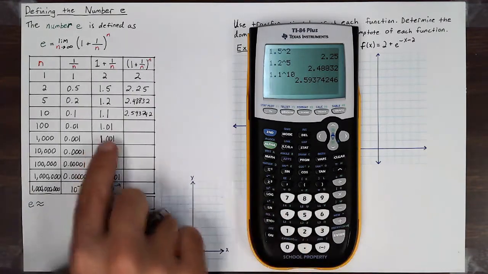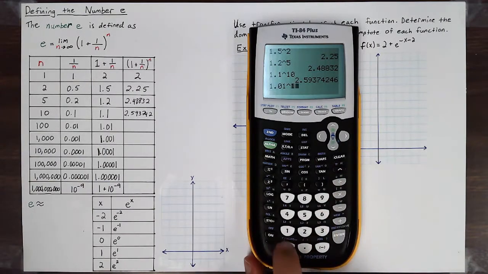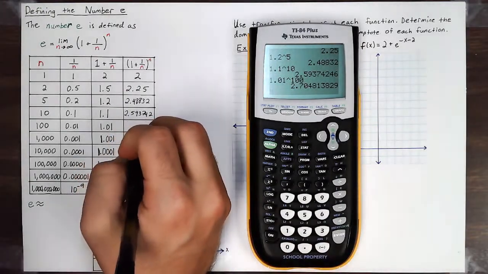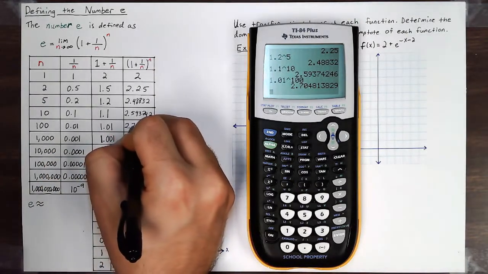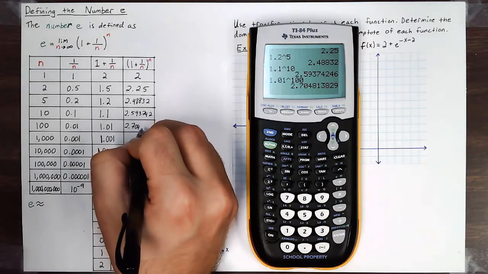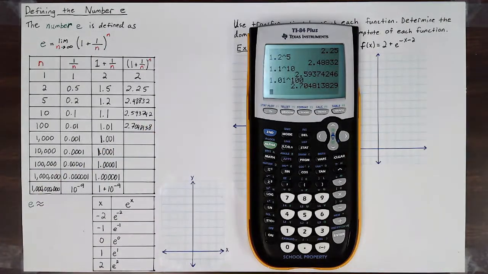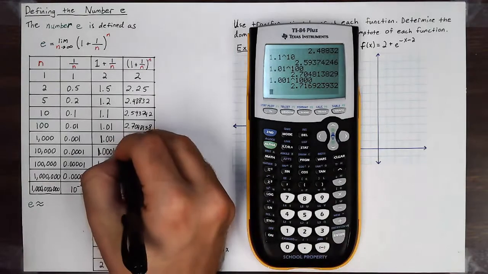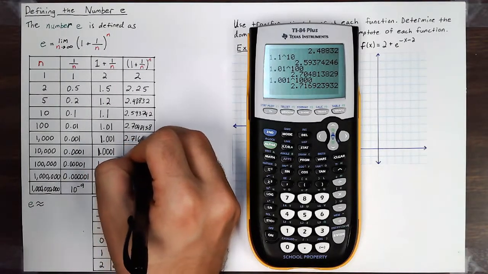Then we'll keep going. Now we'll do 1.01 to the 100th power. That gives me 2.7048138. Then we'll do 1.001 to the 1,000th power. So that's 2.7169, and I'll put 2.4 to round it off.